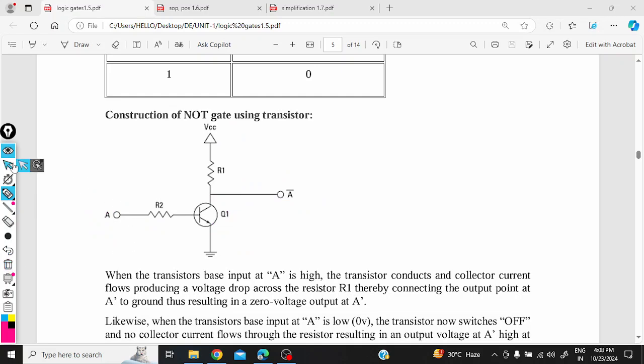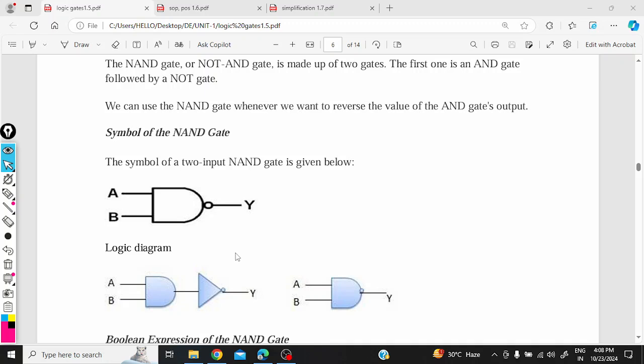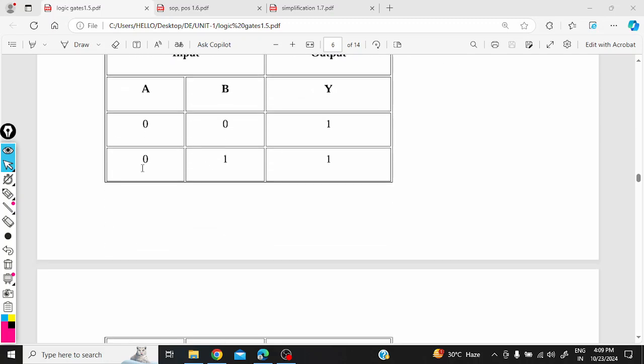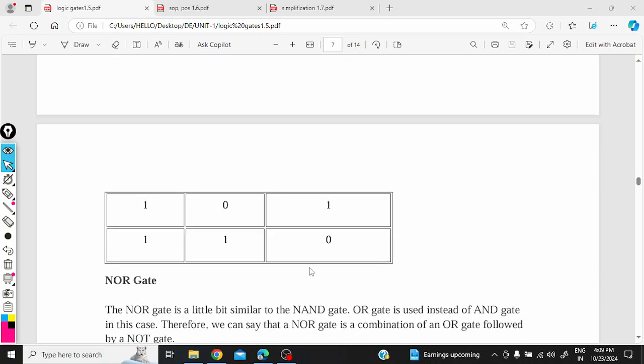Now let us get on to the next gate. So this is the NAND gate. The NAND gate consists of two input terminals A and B and output Y. Now a normal AND gate connected with an inverter gives a symbol called the NAND gate. This is exactly the opposite operation of the AND gate. Now see, for 00 it is 1, for 01 it is 1, for 10 it is 1, and for 11 it is 0. So this is exactly the opposite operation of the AND gate.